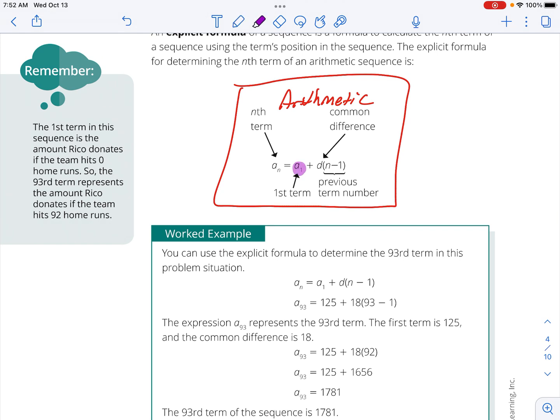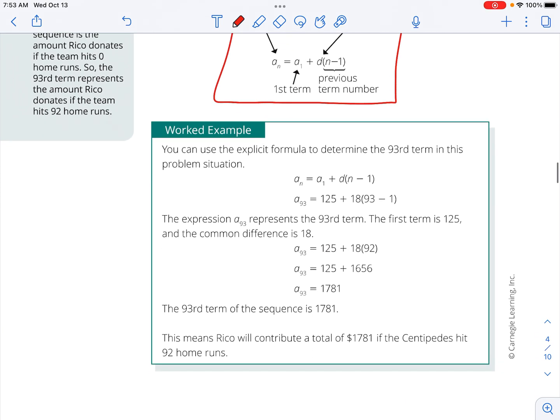You got to know what the first term of the sequence is, and you got to know what the common difference is. Those are things we all know pretty easily. Then after that, it's just going to be us using our calculator. So we're going to use that formula here to help us out. In this worked example they have, okay, we want to calculate the 93rd term. Great. And on that one, again, you got to know what the starting number is. You got to know what the common difference is.